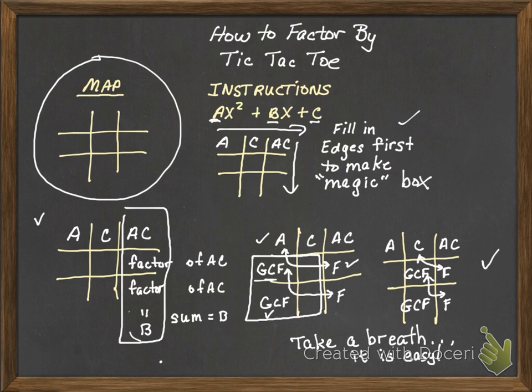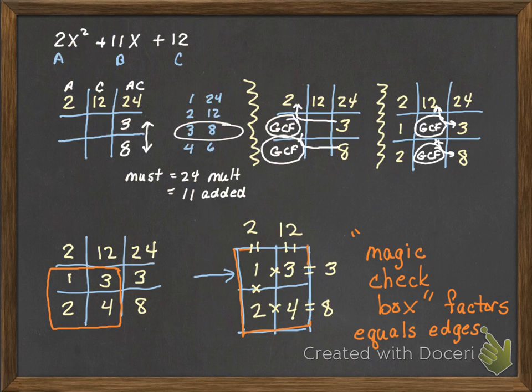And then you move on the inside, but I don't even treat that as a greatest common factor. I think of it as a magic square, and I will show you next how it all works. Okay, here's our first example.